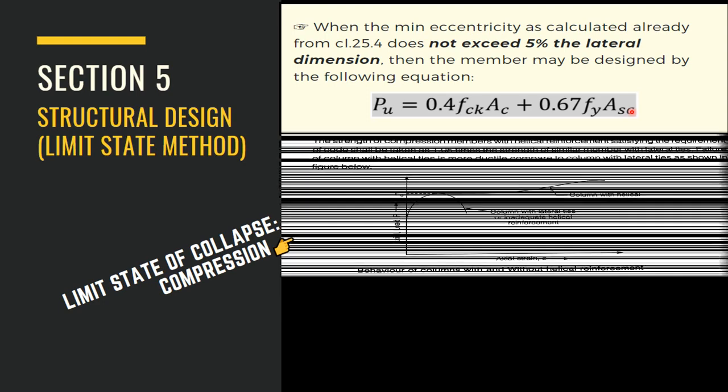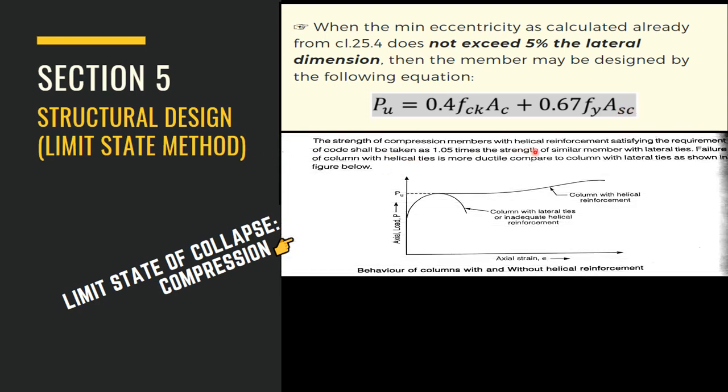So the strength of compression members with helical reinforcement satisfying the requirement of core shall be taken as 1.05 times the strength of a similar member. If you use the helical reinforcement, this value has to be multiplied by 1.05. Failure of a column with helical ties is more ductile. If you use helical ties, the failure will be ductile. That is, the failure may not be sudden. It will yield compared to the column with lateral ties.